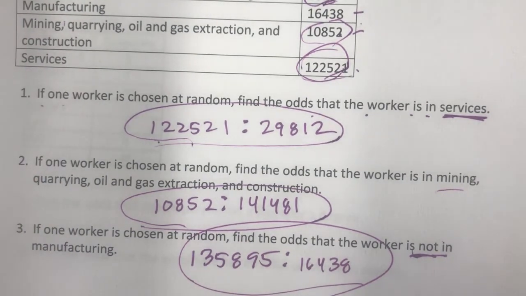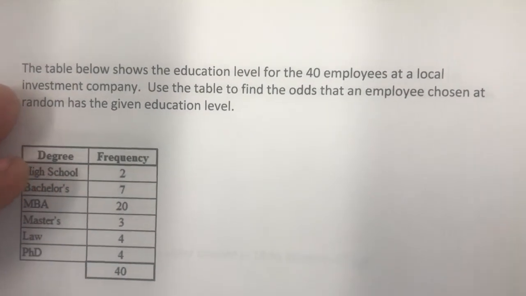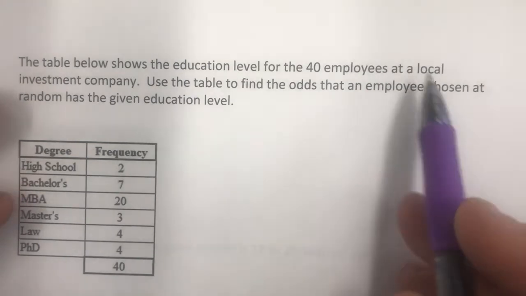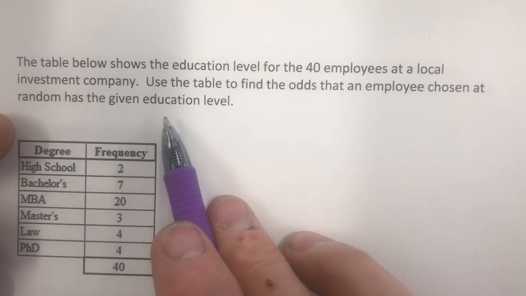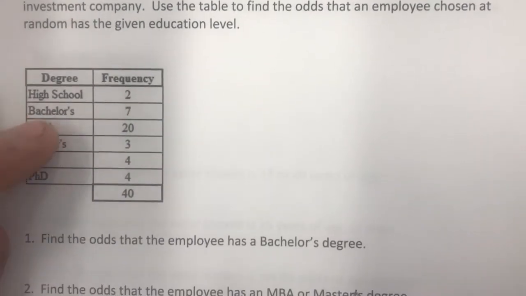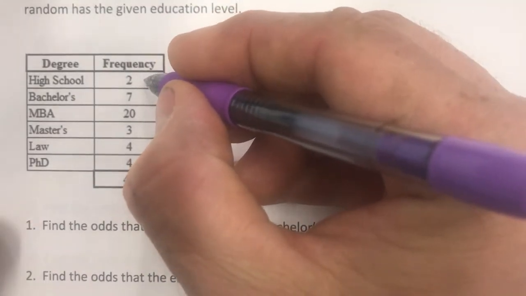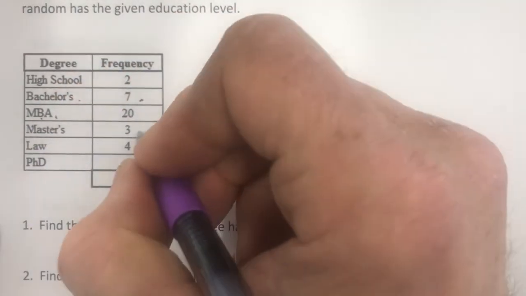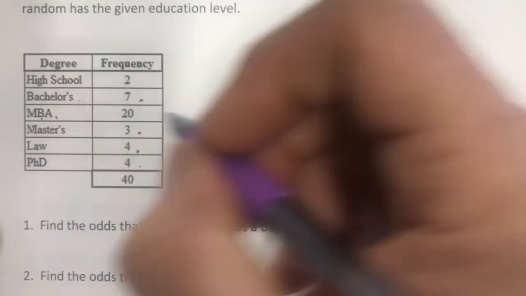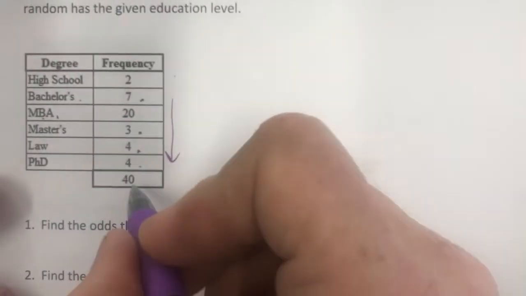Okay. All right, here's another one. Now, this table shows the education level for the 40 employees at a local investment company. Use the table to find the odds that an employee chosen at random has the given education level. All right, so here's our education levels. Now we got to realize here, these are in order. So like high school degree, your diploma, then you got a bachelor's degree, then you got an MBA, which is your master's of business administration. Then you have a master's degree, law degree, and then you have a PhD. So these, as you go down, they get bigger. Okay, and there's 40 altogether here.